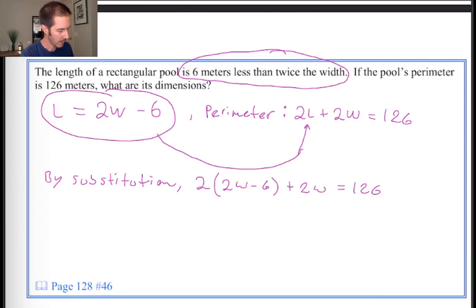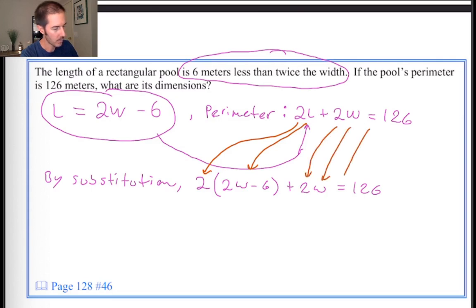So if you had a highlighter or multiple colored pens or something like that, look, this 2 is this 2. The L is being replaced by all of this stuff. Here's this 2 right here. Here's this W. The equals, the 126, right?